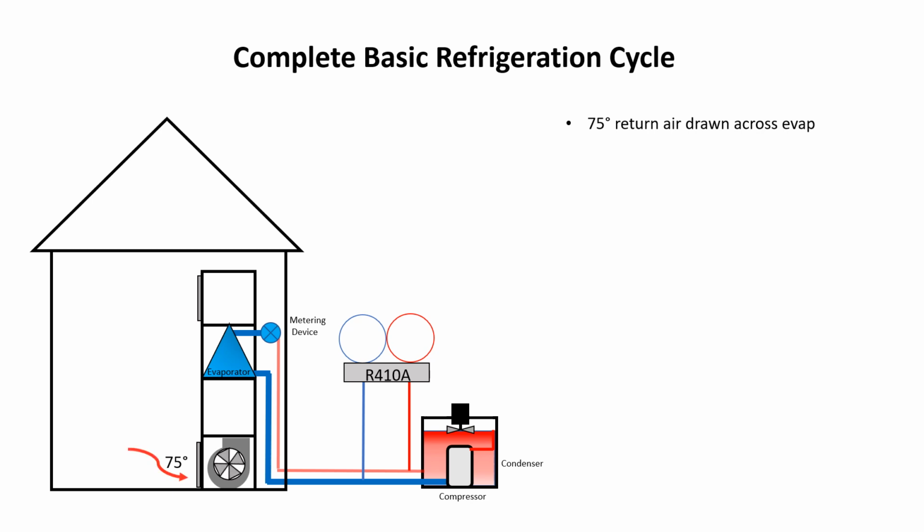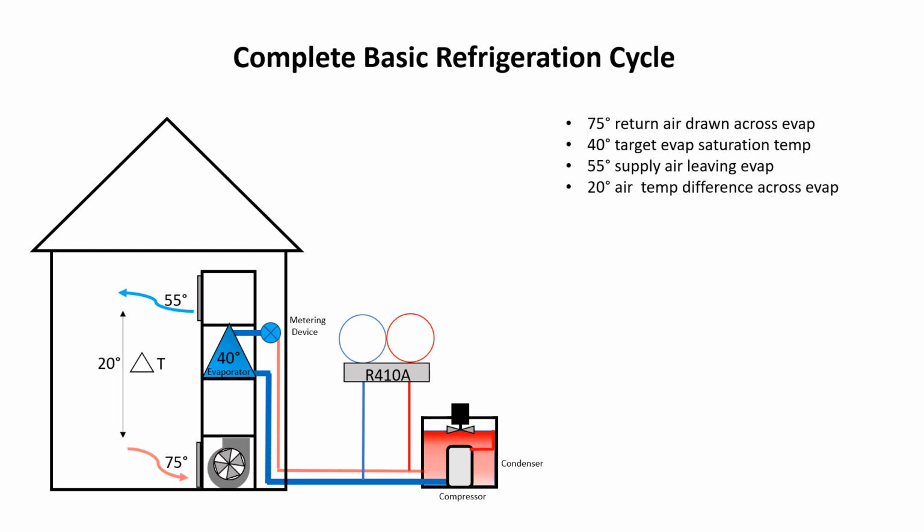Return air is drawn in through the blower wheel and blown across the evaporator coil, which has cold liquid refrigerant inside. The coil saturation temperature should be around 40 degrees. This cools the air coming out of the supply registers to around 55 degrees. The temperature difference, or delta T, between supply and return air should be around 20 degrees.